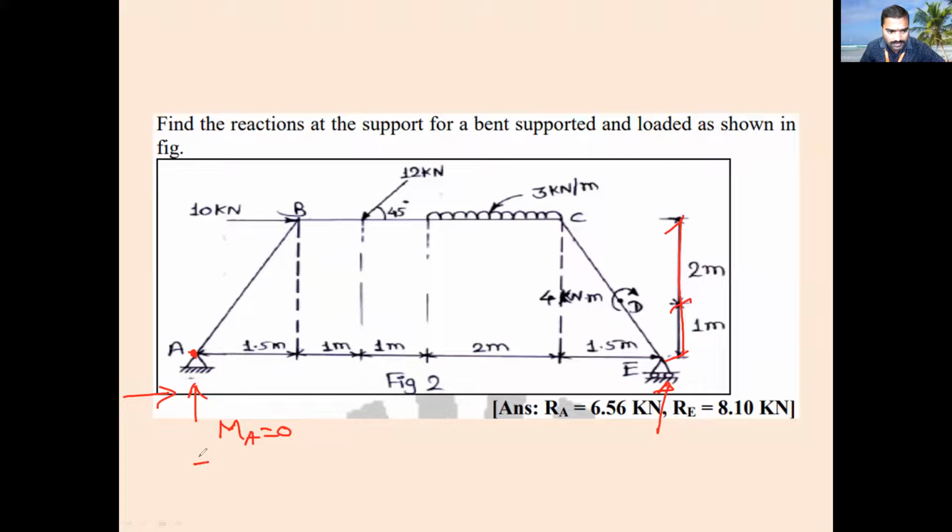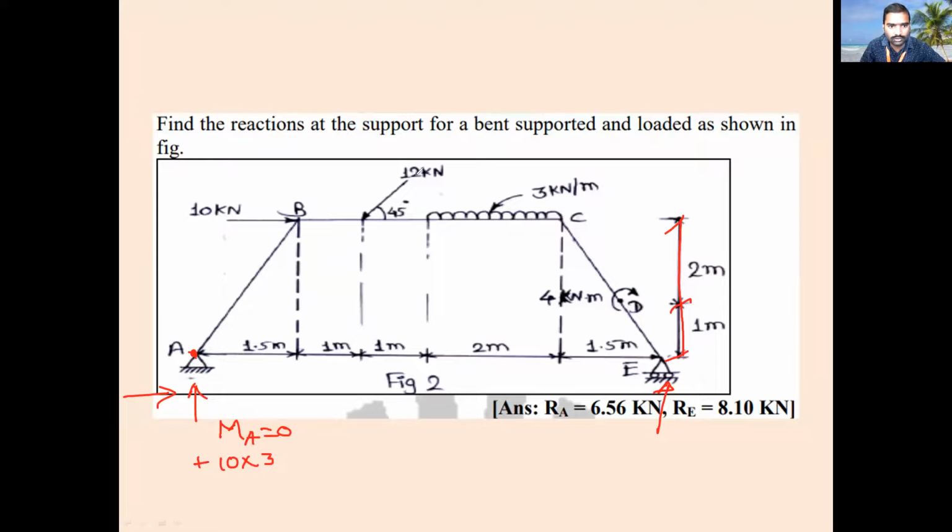Clockwise. Plus, what is the force? 10 kilonewton into the distance from B to A, that is vertical distance 3 meter, plus 1.3 meter. Is it okay? Yes, sir.